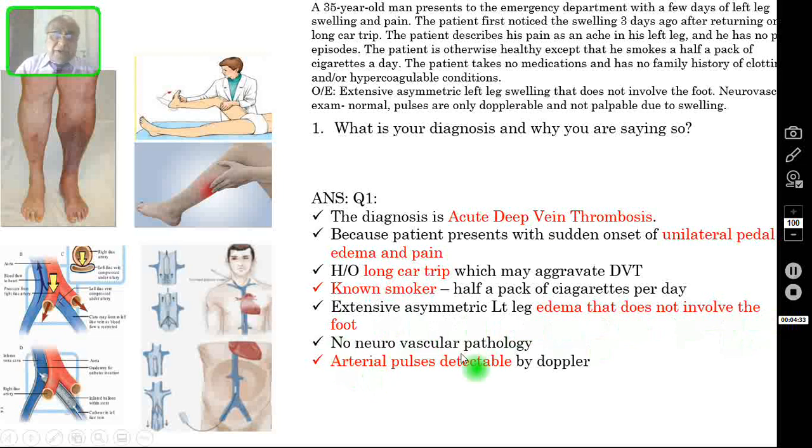And there is no neurovascular abnormality. Arterial pulses are detectable by Doppler. So it is not completely obstructed. The arterial pulses are detectable.